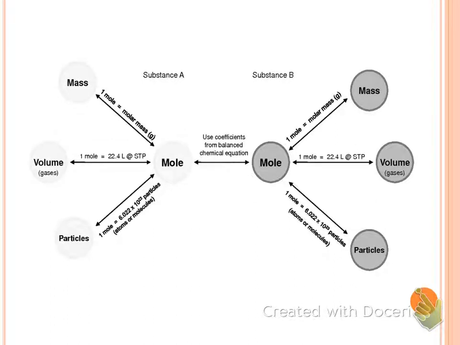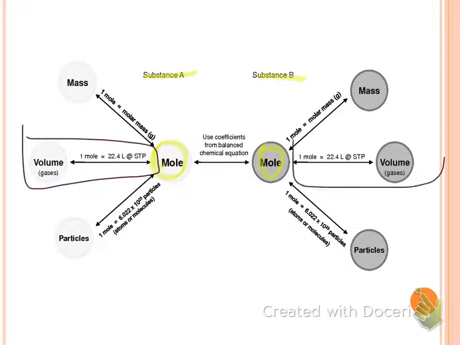We are back for some gas stoichiometry. So we're still going from substance A to B. We have to do that in our mole to mole. But now we are looking at this volume piece. Well, if we have 1 mole of any gas at standard temperature and pressure, which is 0 degrees Celsius and 1 atmosphere, we have 22.4 liters of a gas.